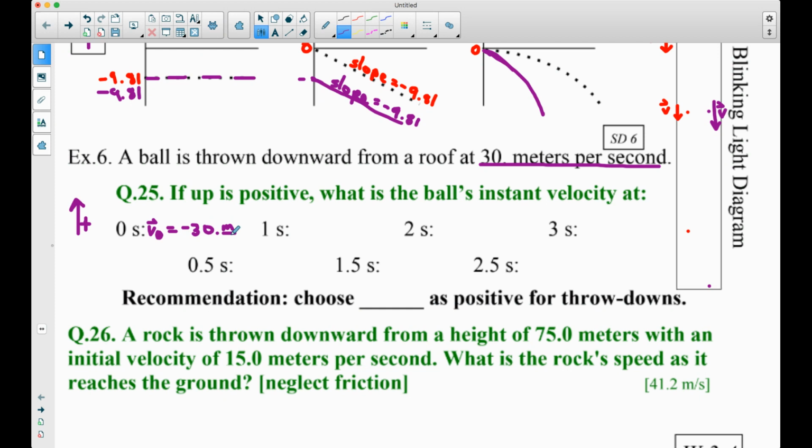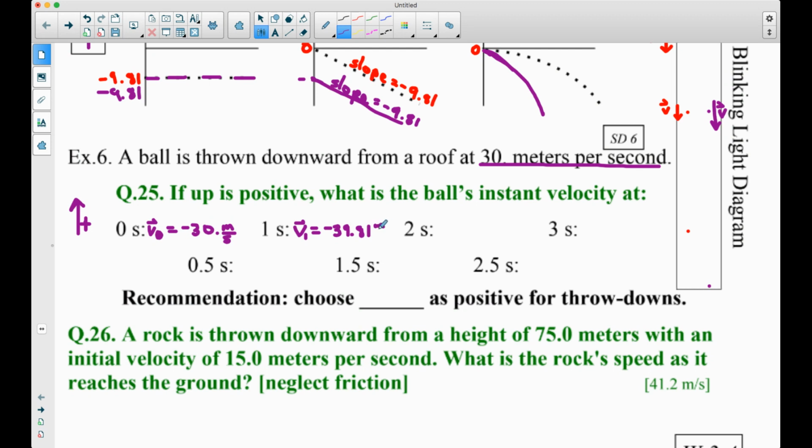Remember the meaning of acceleration. It's how much the velocity changes each second. So after 1 second, the velocity will have changed by 9.81 meters per second squared downward. So our negative 30 just became negative 39.81 meters per second.